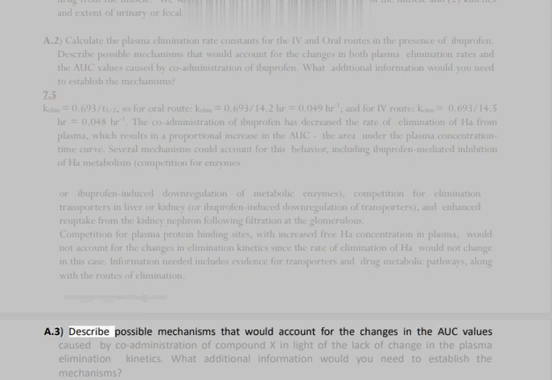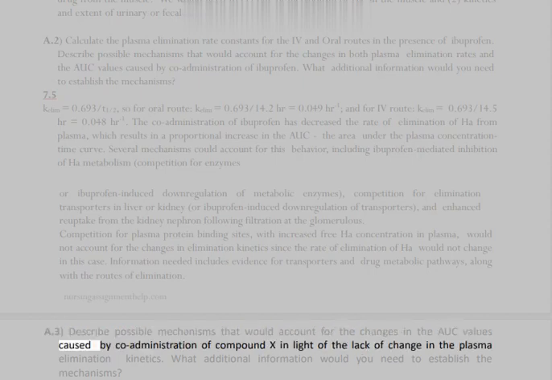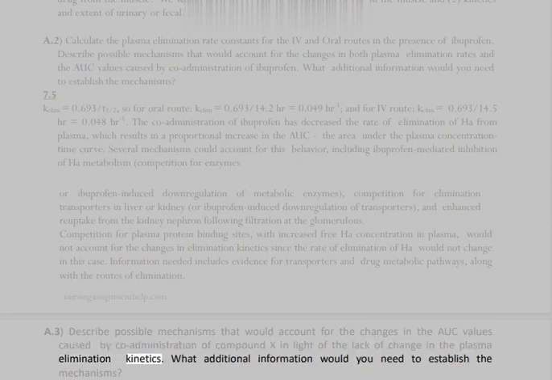A.3. Describe possible mechanisms that would account for the changes in the AUC values caused by co-administration of compound X in light of the lack of change in the plasma elimination kinetics. What additional information would you need to establish the mechanisms? The statement that compound X was designed to interfere with HA metabolism is a red herring, something to mislead you. If this was the case, then the design did not work.